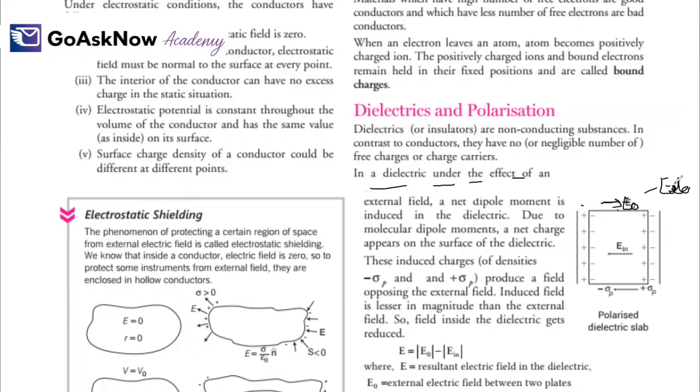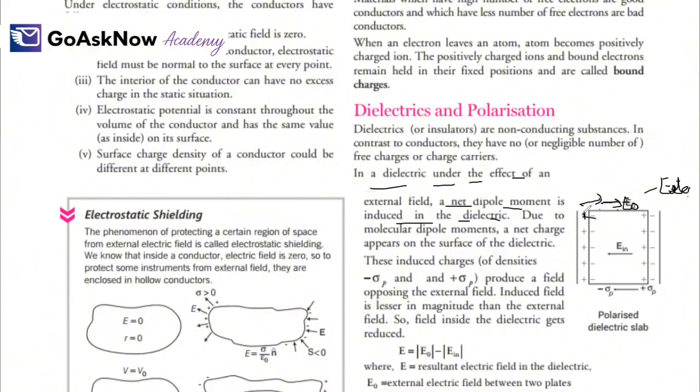Okay, a net dipole moment is induced in the dielectric. So there is a dipole moment induced inside the dielectric. Why? Because you can see that the electric field has the direction like this only, so it will move from positive to negative.